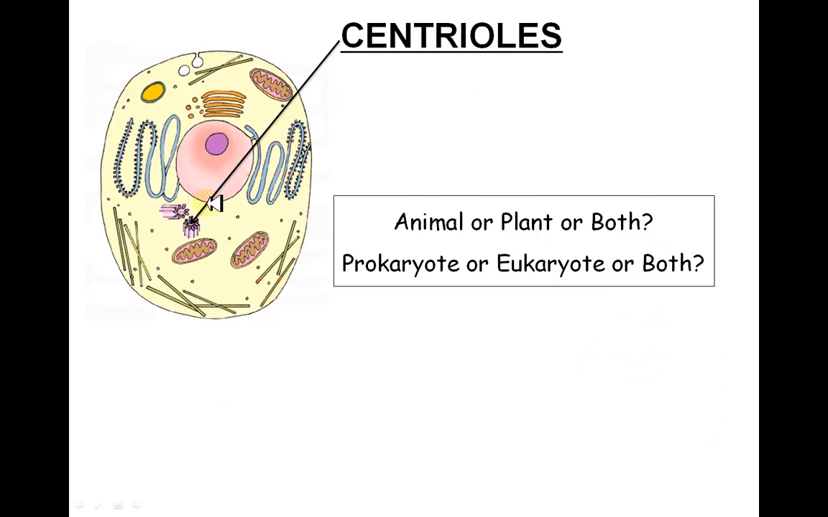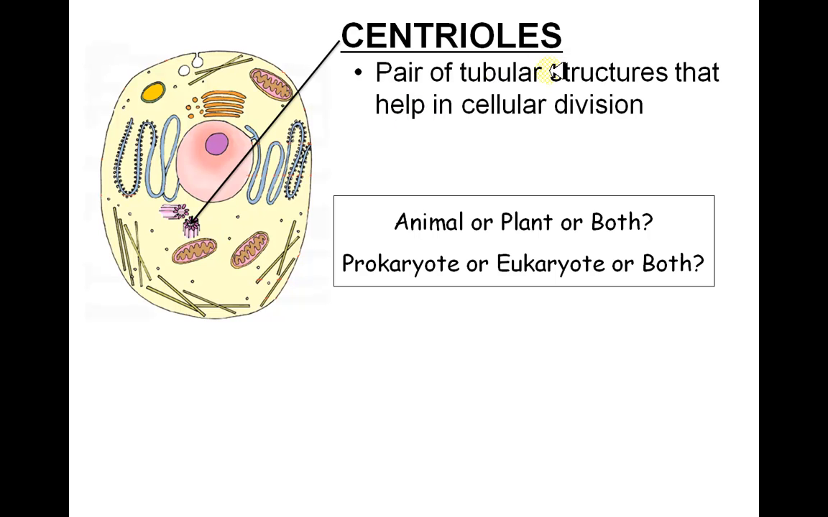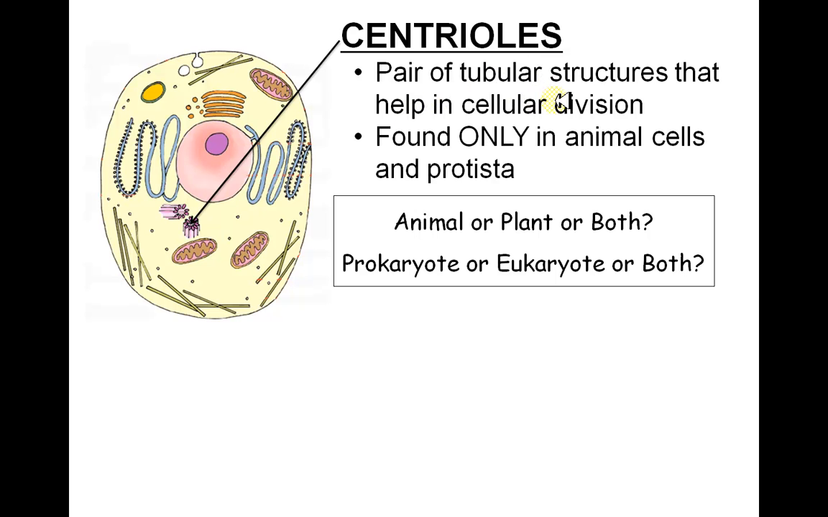Centrioles are only visible... These are paratubular structures that help in cell division. They're only found in animal cells and protista. They tend to only be visible close to the cell cycle. These are the things that move to one end or the other, and the DNA will split apart and move toward this centriole, creating a daughter cell, or over to that centriole up there.